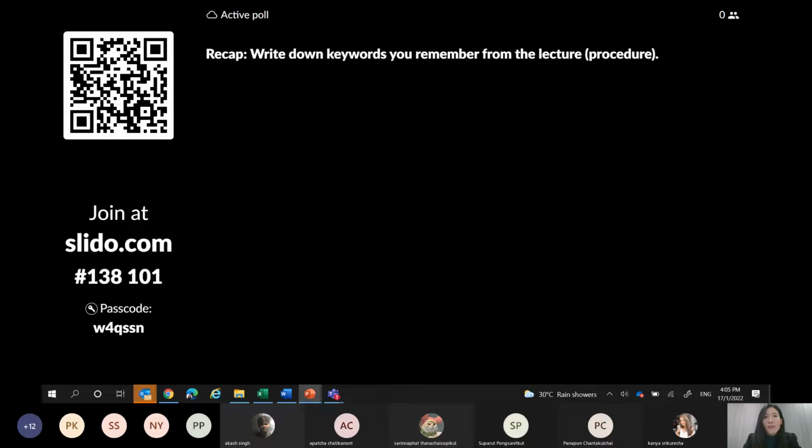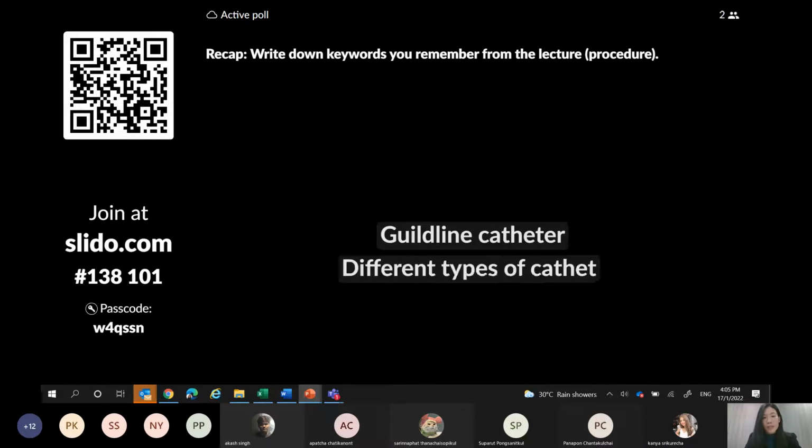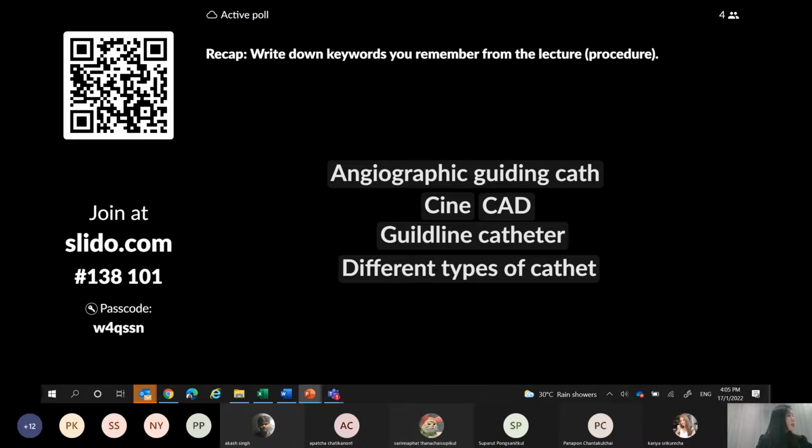So we can actually create a word cloud here. Basically any kind of words that you think are important in the lecture, you can write down. Don't write an essay, just write a few words. You can submit a few times, so you can go on your Slido again to submit keywords that you think everyone should know, so everyone can remember what things to pay attention to when they look at interventional cardiology for coronary artery disease.